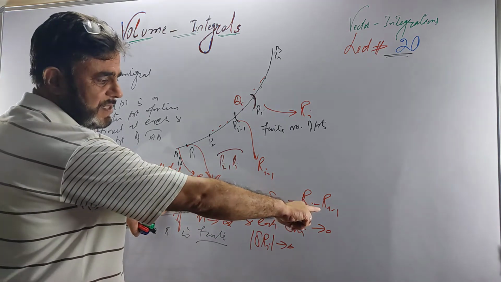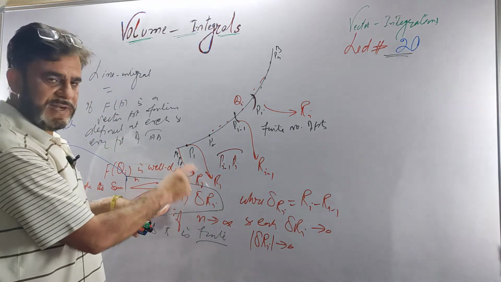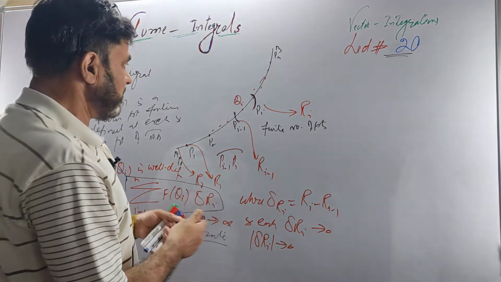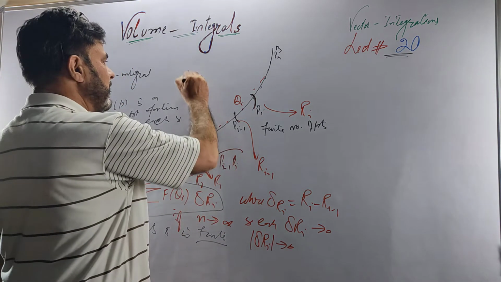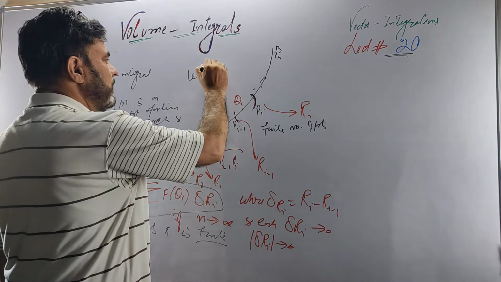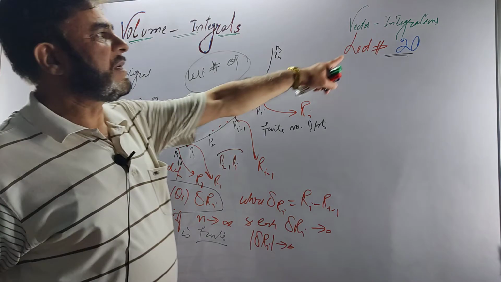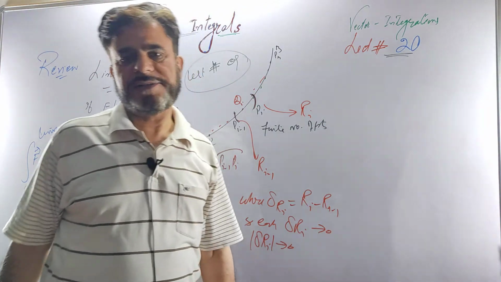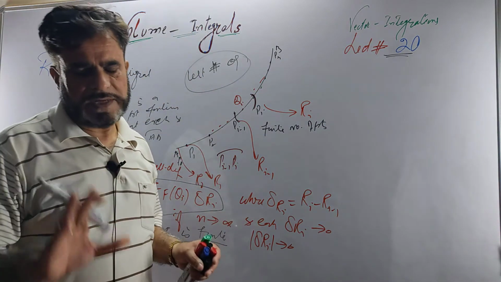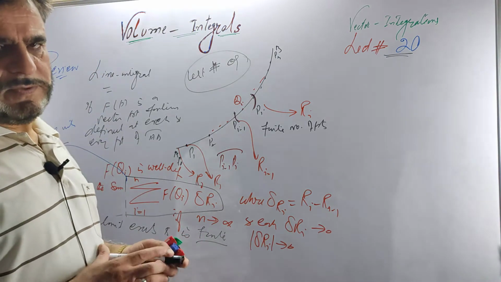It is ri minus r(i-1). What is actually r? Position vector of this. Please refer to lecture number 9 of this vector integration playlist. Perhaps it is lecture number 9, what we did there.